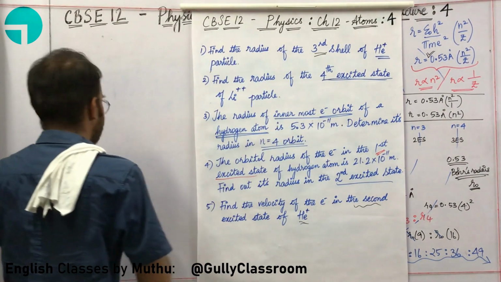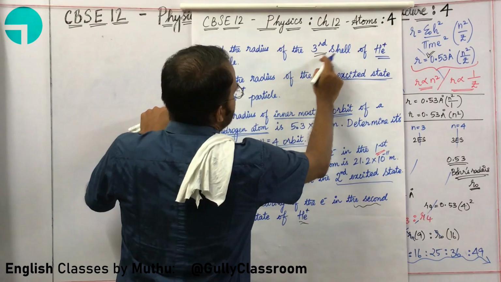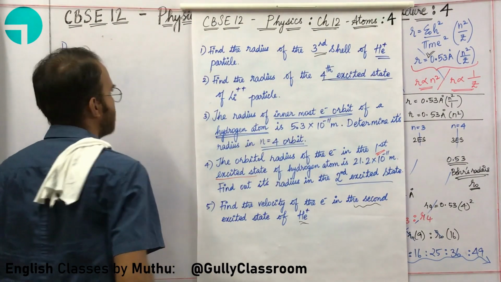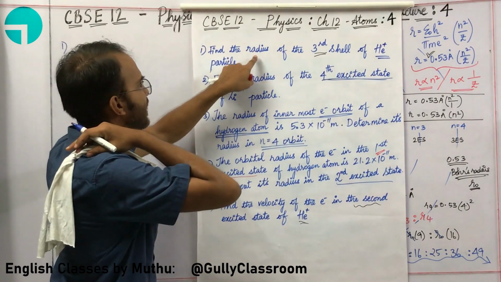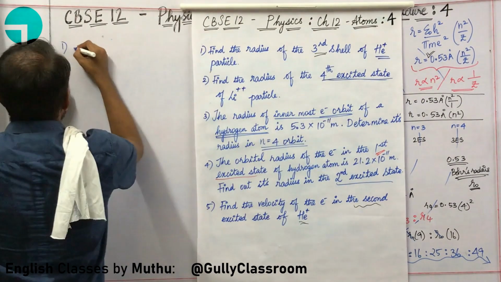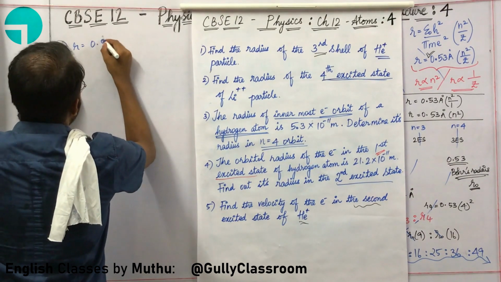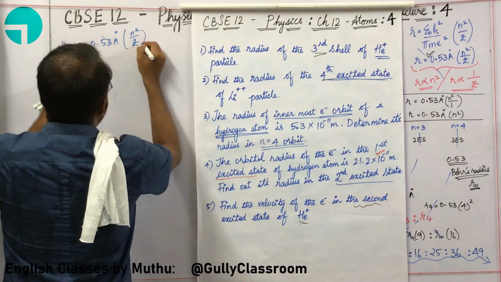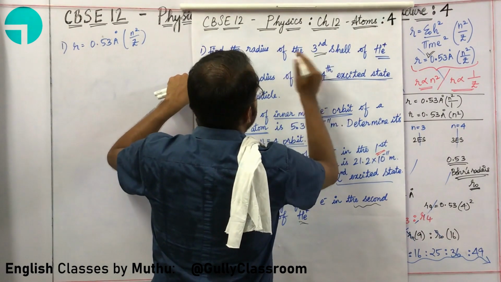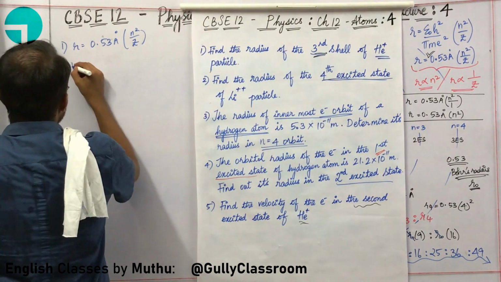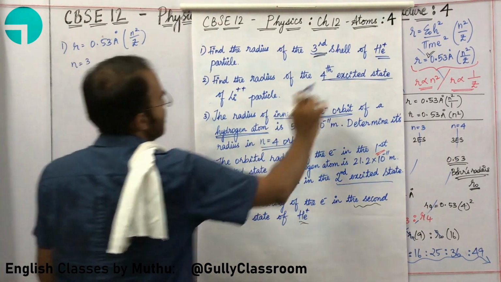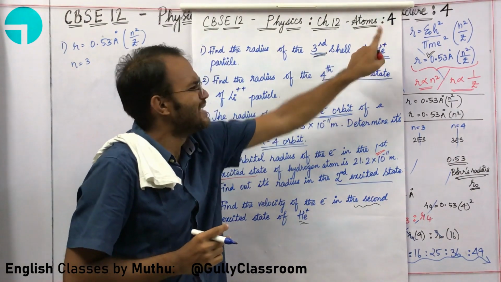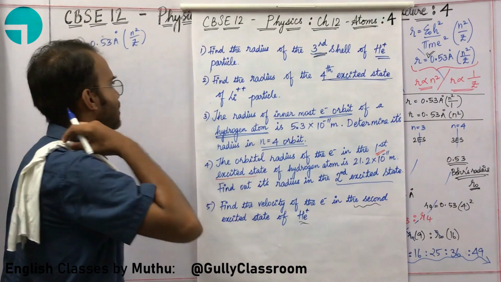Okay, let us go for the first problem. Find the radius of the third shell of the He plus particle. So what is the formula for radius? Radius formula is R is equal to 0.53 angstrom n square divided by Z. They are asking for the radius of the third shell. Third shell means n is equal to 3, of He plus particle. He plus particle is obviously a single electron species, so it is not an issue.